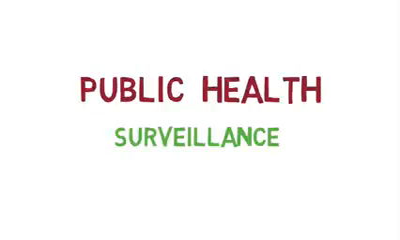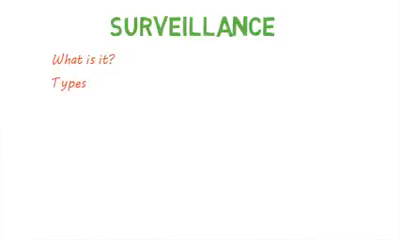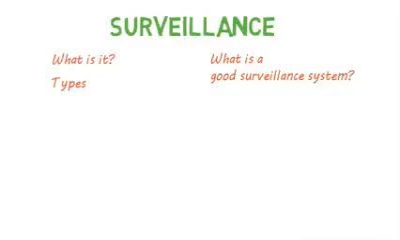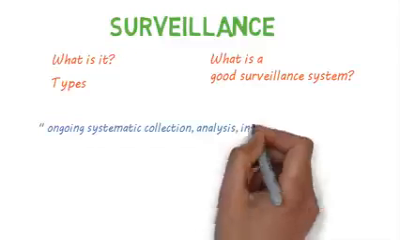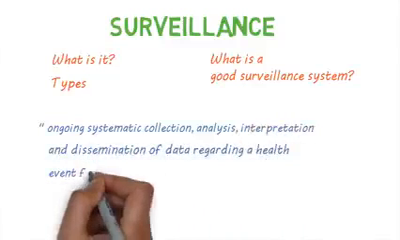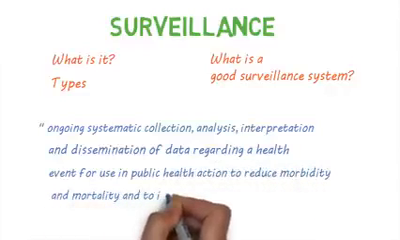Hi, and welcome to this quick overview of public health surveillance. We'll take a look at what it is, different types of surveillance, and look at what makes a good surveillance system. Surveillance is defined as the ongoing, systematic collection, analysis, interpretation, and dissemination of data regarding a health-related event for use in public health action to reduce morbidity and mortality and to improve health.